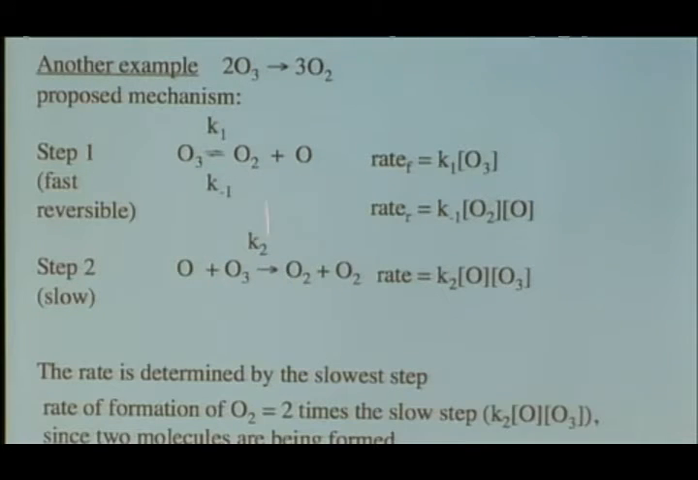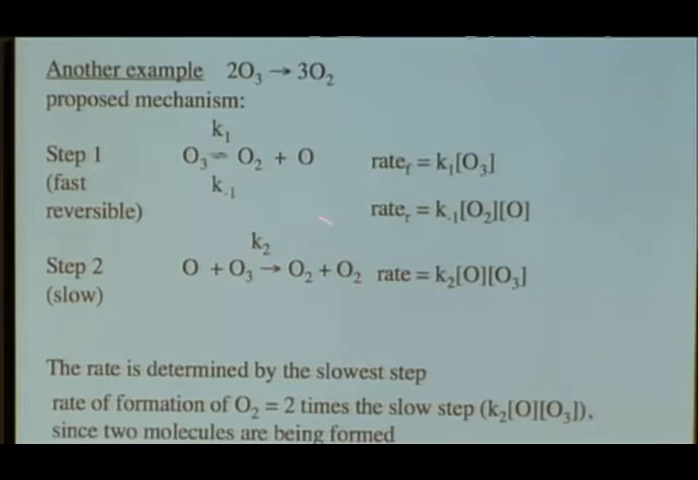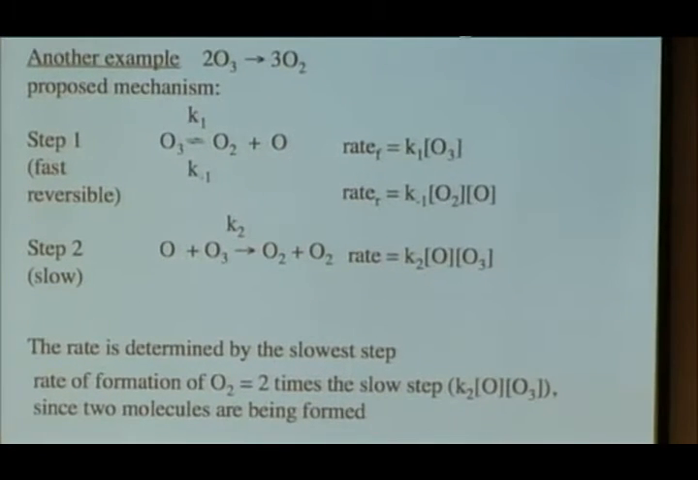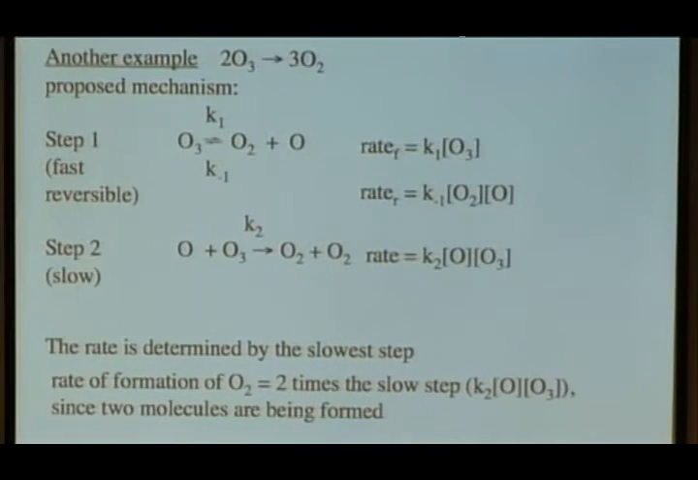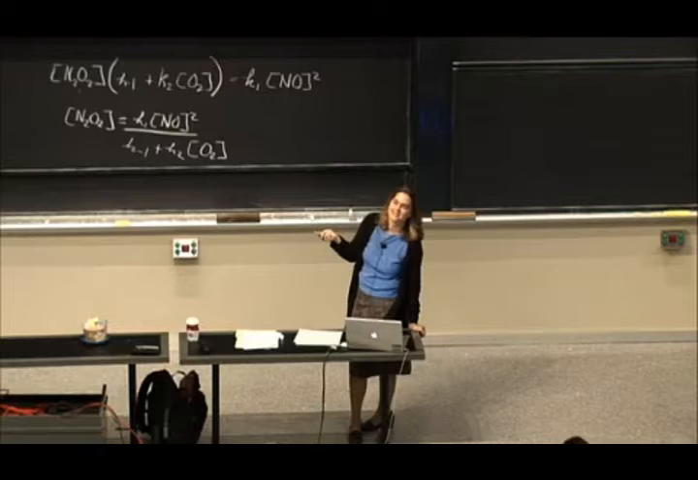And again, we're forming 2 molecules of O2 in this step. So we can have a 2 in there, and the rate of formation of O2 in this last step is 2 times K2 times our intermediate O times O3. Are we done? Was it that easy? Are we done? No. Why isn't this finished?